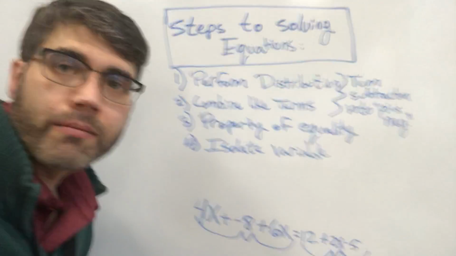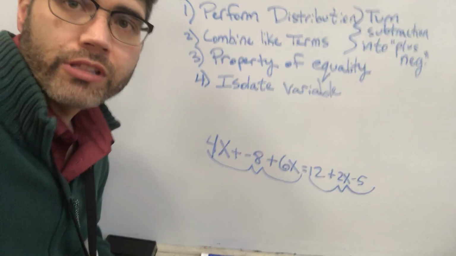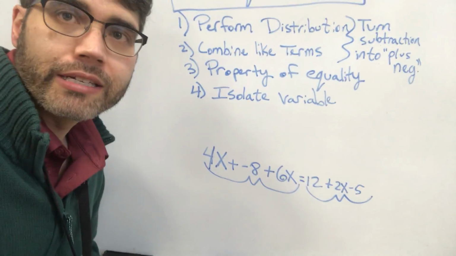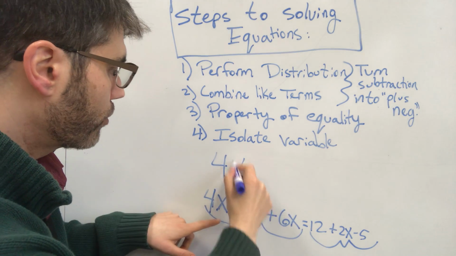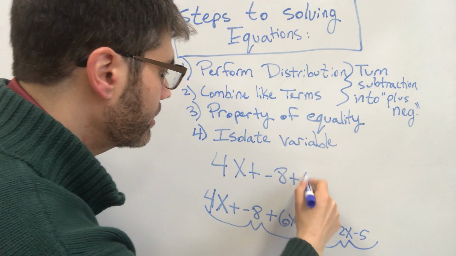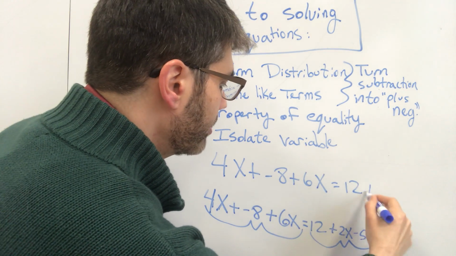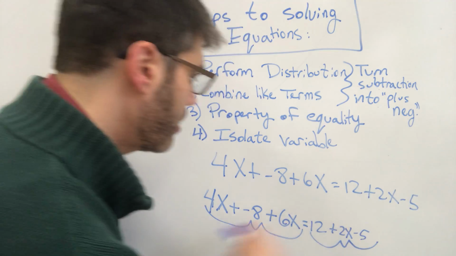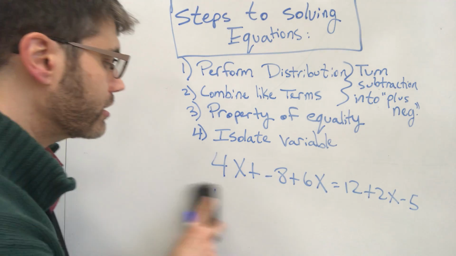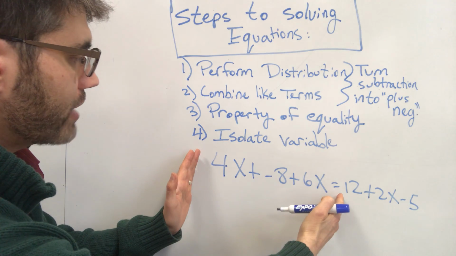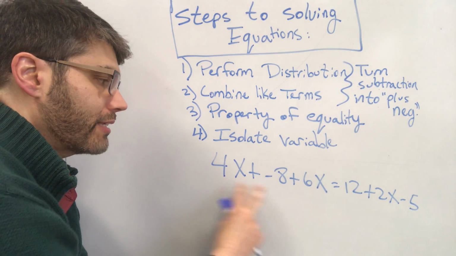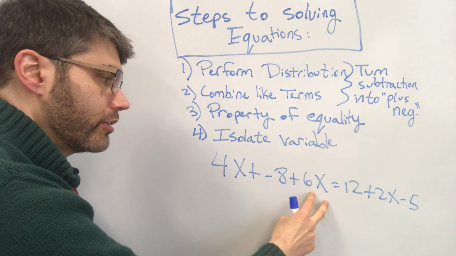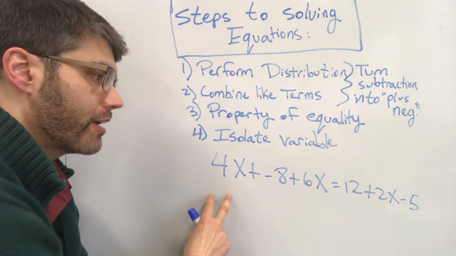Okay, so why don't I combine like terms here? So the like terms to be combined here are, well, let me move this up here. So it's 4x plus -8 plus 6x equals 12 plus 2x minus 5. Okay, so let me just look at the left-hand side. Just looking at the left-hand side, I see that there's a 4x and a 6x. These are like terms, so I can combine them, okay?